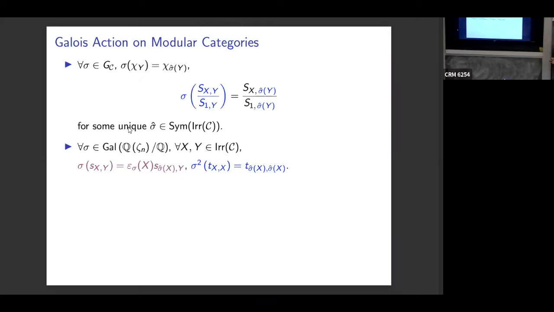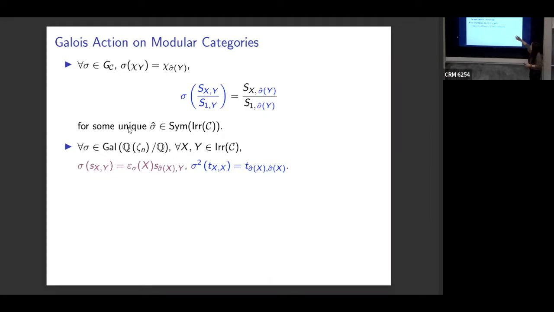Okay. So moreover, if we take any Galois element from the cyclotomic field extension Galois group, and for any simple objects x and y, we have the following relation. I guess this one, Terry already wrote down on the board. And the second one is if you take Galois elements acting on T twice, you end up with a permutation on the simple objects.